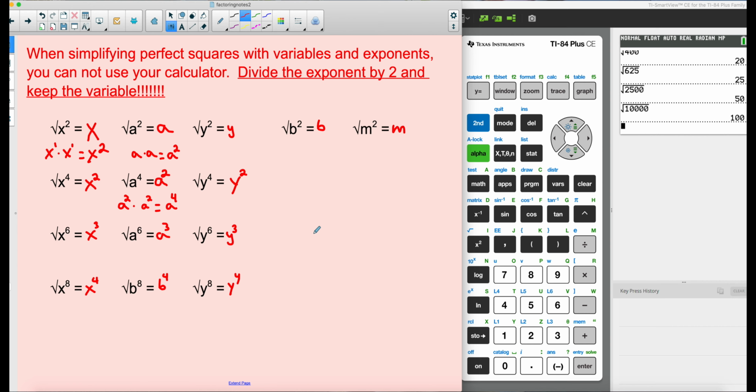Guys, that's all you have to do when you see this. So if I throw something to you like the square root of x to the 10th, you will say to me, the square root is x to the 5th, because 10 divided by 2 is 5. Guys, that's all this is for simplifying perfect squares.